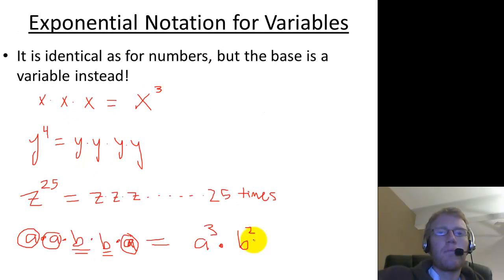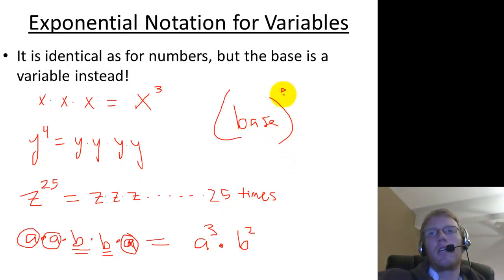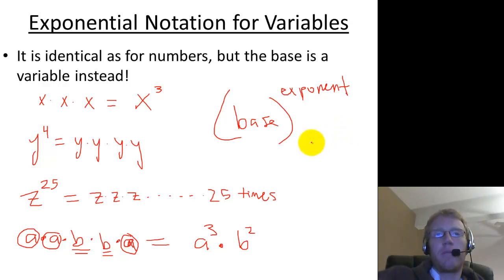Okay. So that's it for exponential notation. It's very basic. The base is the number that you're multiplying, and then the exponent you write kind of as a superscript up here. That's the number of times that you do it. So make sure you memorize that.